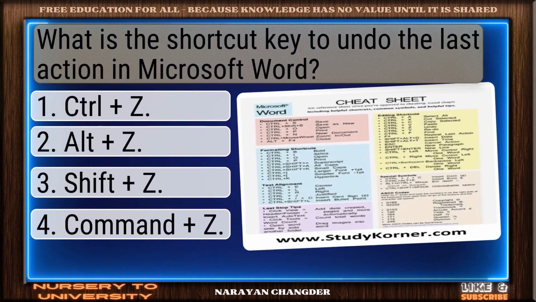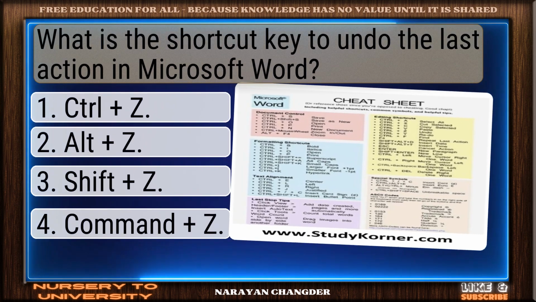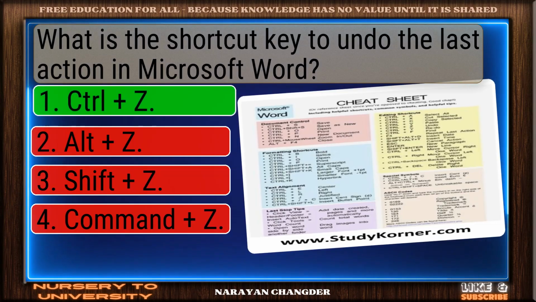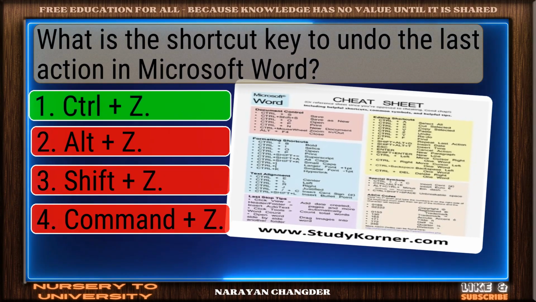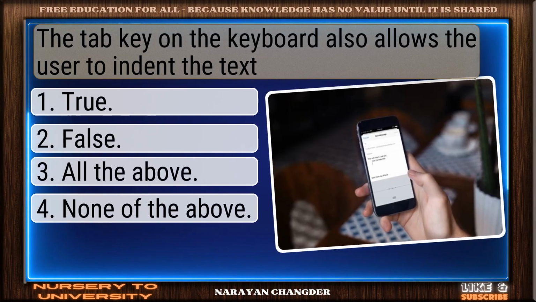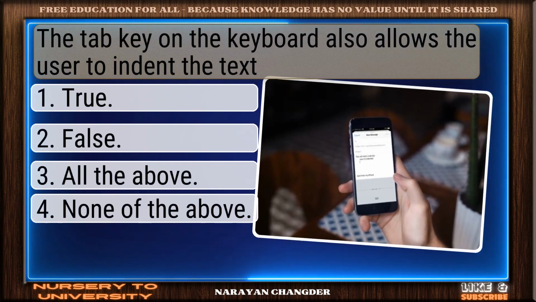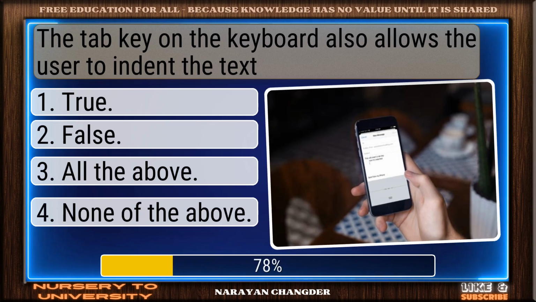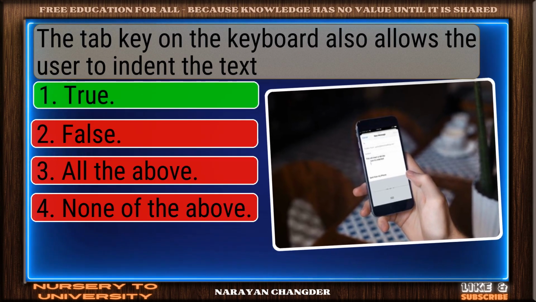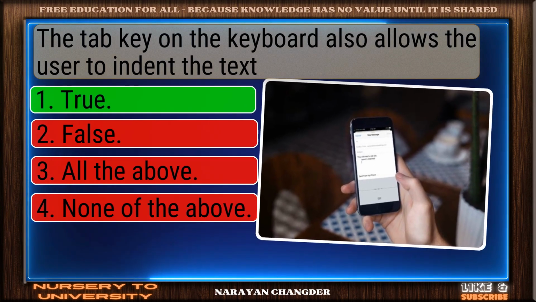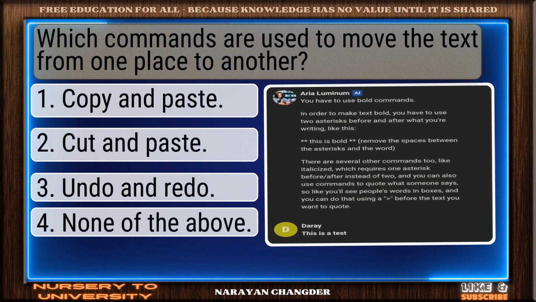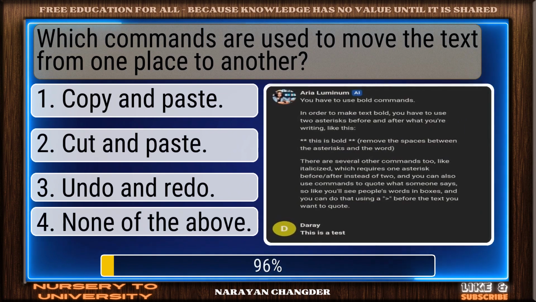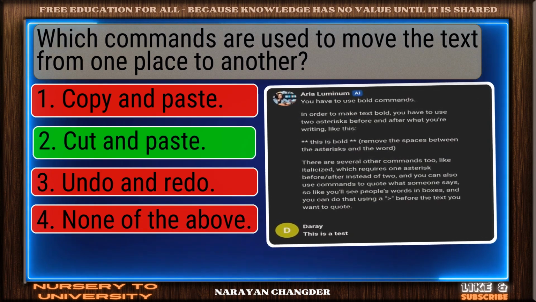What is the shortcut key to undo the last action in Microsoft Word? Good job. Your answer Ctrl plus Z works well here. The Tab key on the keyboard also allows the user to indent the text. Right choice. True is the best answer. Which commands are used to move the text from one place to another? Bravo, cut and paste is the answer.